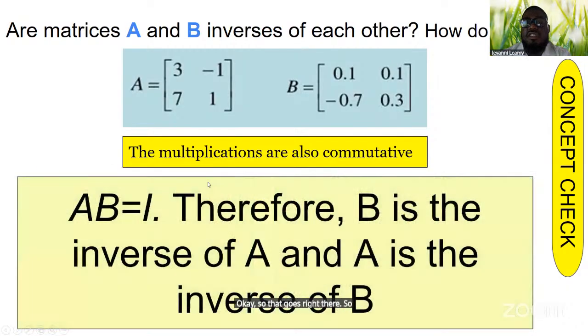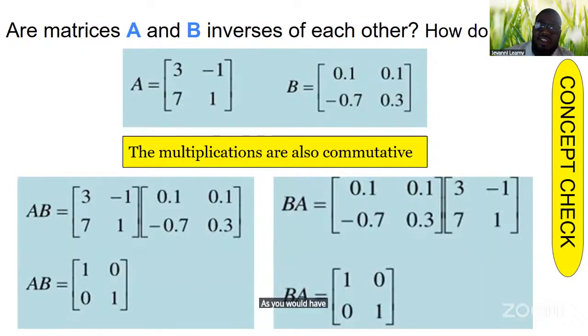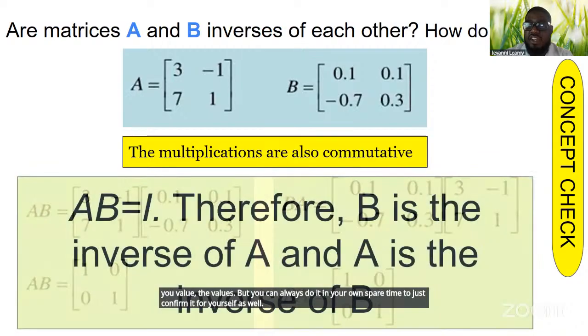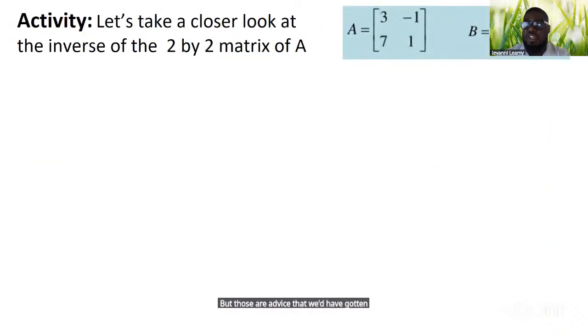So the matrix product of AB is equal to an identity matrix. So what are we saying? That B is the inverse of A, and A is the inverse of B, as you would have seen earlier in the matrix multiplication, which was actually pre-done already, all right? And it would have given you the values. But you can always do it in your own spare time to just confirm it for yourself as well. But those are the values that we'd have gotten, which are the identity matrix.